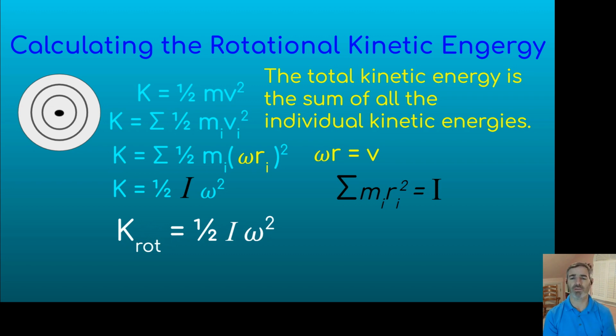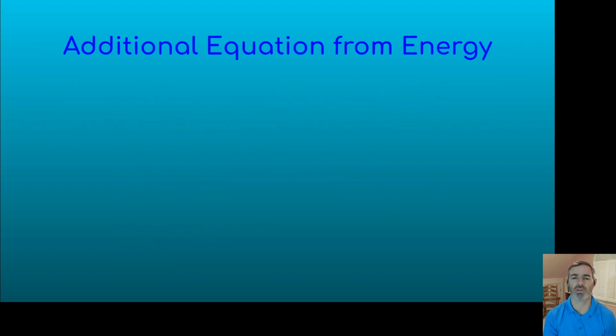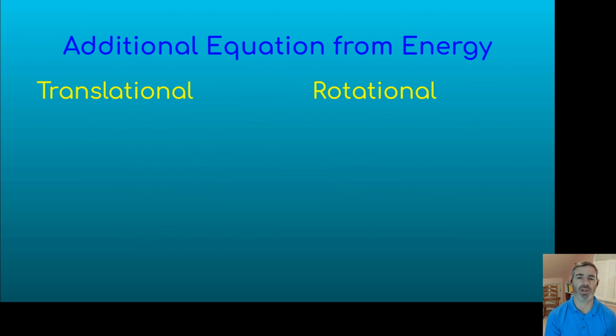So we can also derive some additional equations from energy. We have our translational unit we've already finished, and now we're moving into rotational. But remember that every translational variable has a rotational equivalent. We can recall that change in energy or work is equal to force times distance. When an object is rotating, we also can have an amount of work. But the rotational equivalent of force is torque, and the rotational equivalent of distance is the angular displacement. So torque times angular displacement, or torque times theta, is going to give us the work done.